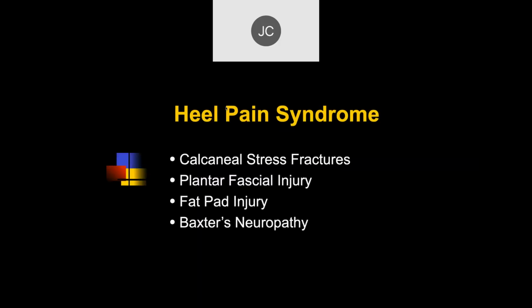Okay, so let's pick up where we left off before with heel pain syndrome, a common complaint, as you guys already know, in the foot and ankle. And we're talking about four possible entities that we need to evaluate. One is a calcaneal stress fracture. One's a plantar fascial injury, which is the most common. Another is a fat pad injury, basically a contusion to the fat pad, and the other is Baxter's neuropathy.